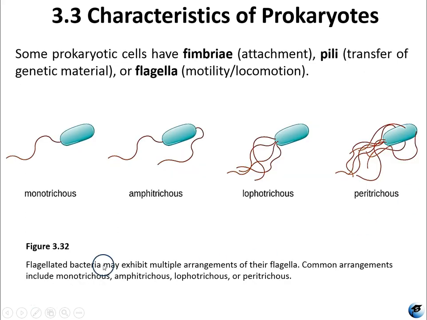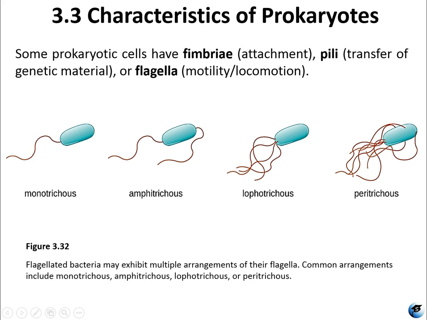So you have the monotrichous, where they have one flagella at one pole only. Amphitrichous means that they have one flagella at each pole. So one at this pole, one at this pole. Lophotrichous means that they have more than one flagella, and they can have more than one flagella at either one pole or both poles. And then peritrichous is where they have flagella all around the perimeter of their cell.